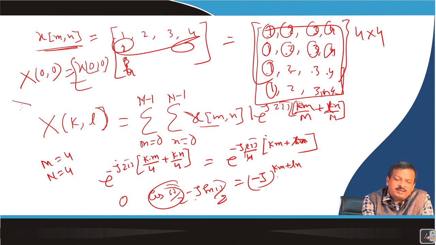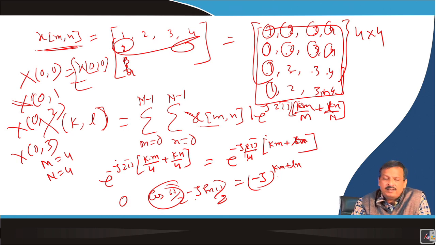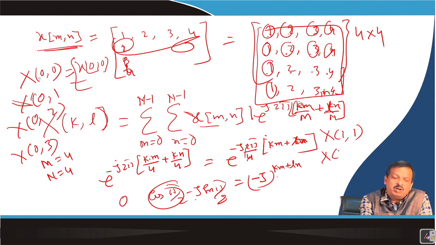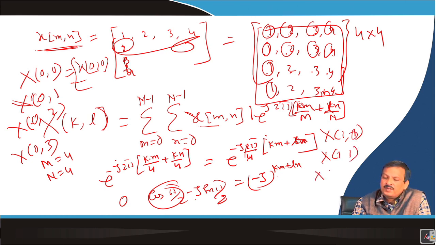Then calculate X(0,1), X(0,2), X(0,3). Once you are done with that, calculate X(1,1), and so on. So now this is X(0,0), X(0,1), X(0,2). Similarly, X(1,0), X(1,1), X(1,2), X(1,3), X(2,0), X(2,1), like that.